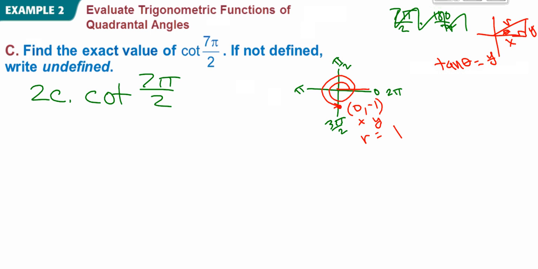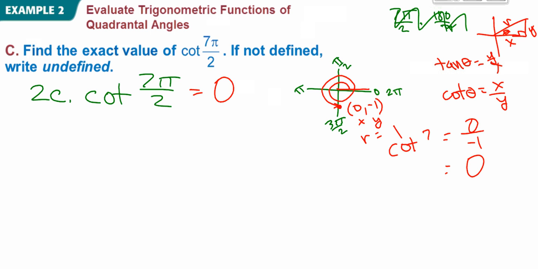Tangent theta is y over x. So what's cotangent theta? Cotangent theta is x over y. So I can do it now, or I can do it after it's numbers. But I do want to be careful, because if one is undefined, the other one is defined, right? So be careful there. X over y, 0 over negative 1, what is that? 0 over negative 1 equals 0.